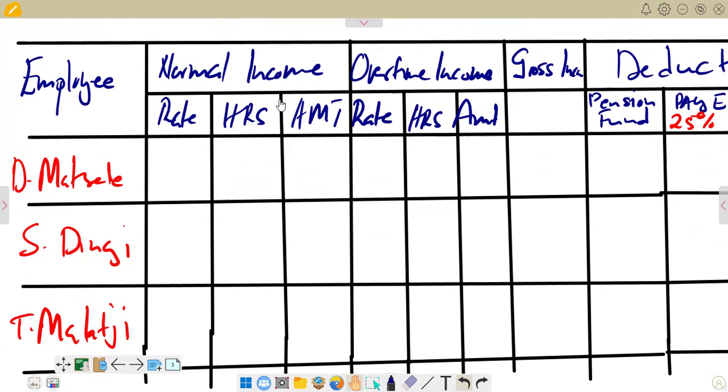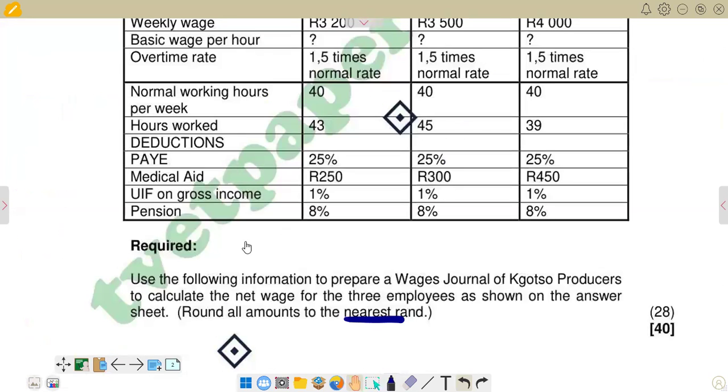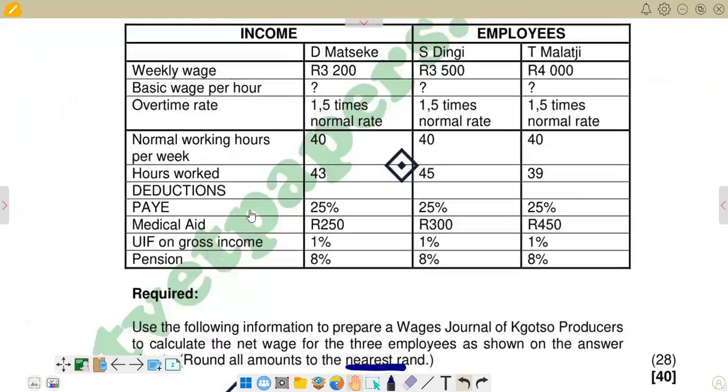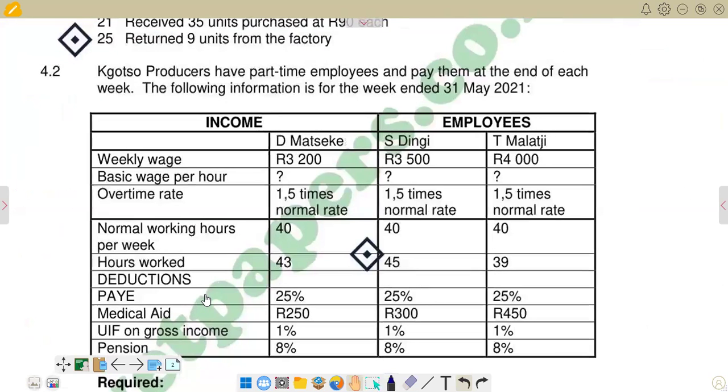So we're going to start with normal income, entering all the employees that we are given. If you go to the question, let's find the normal information. We are told that normal working hours per week is 40 hours, and the hours worked are in this row. We compare: if hours worked are above the normal working hours, it means there's overtime.